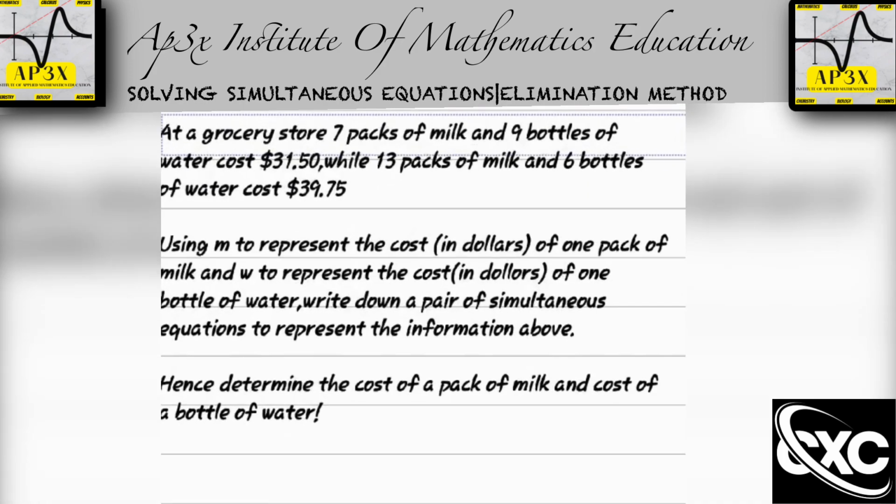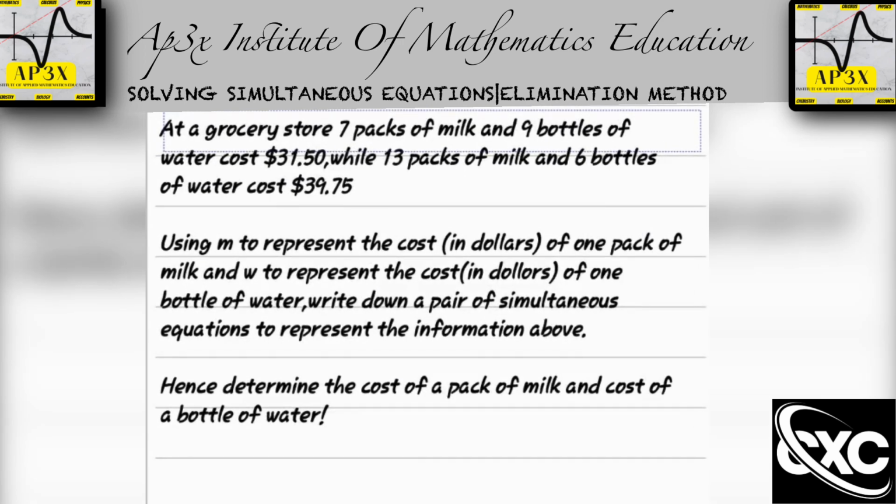Let's attack this question here. At a grocery store, 7 packs of milk and 9 bottles of water cost $31.50, while 13 packs of milk and 6 bottles of water cost $39.75. Our task is to use M to represent the cost in dollars of 1 pack of milk, and W to represent the cost in dollars of 1 bottle of water. Write a pair of simultaneous equations to represent the information above, and of course, hence determine the cost of a pack of milk and a bottle of water. So this is a more real life application question of the topic of simultaneous equations.